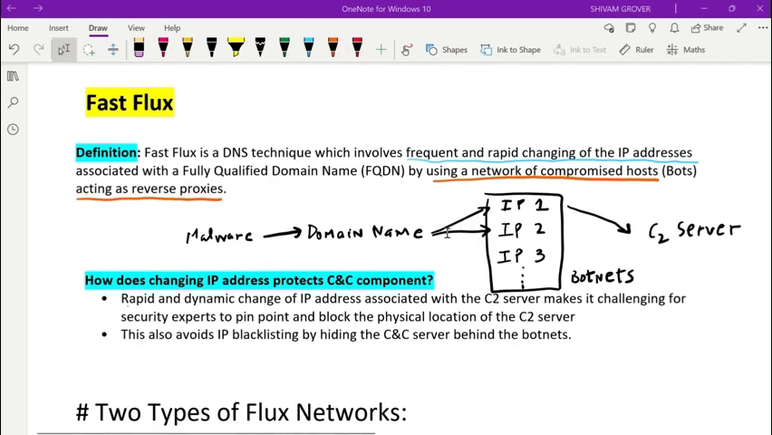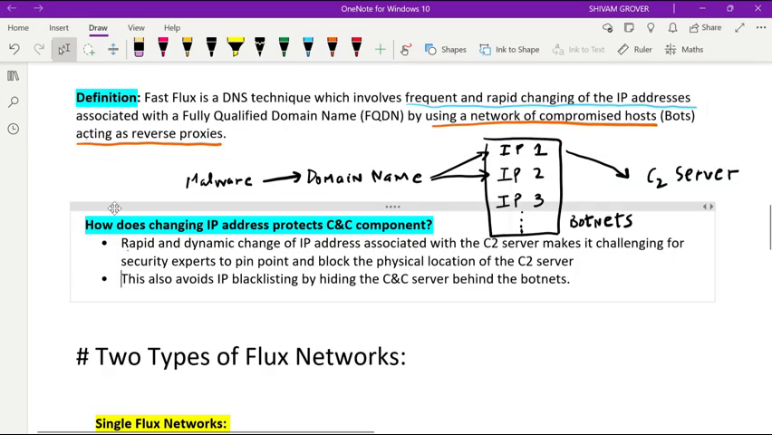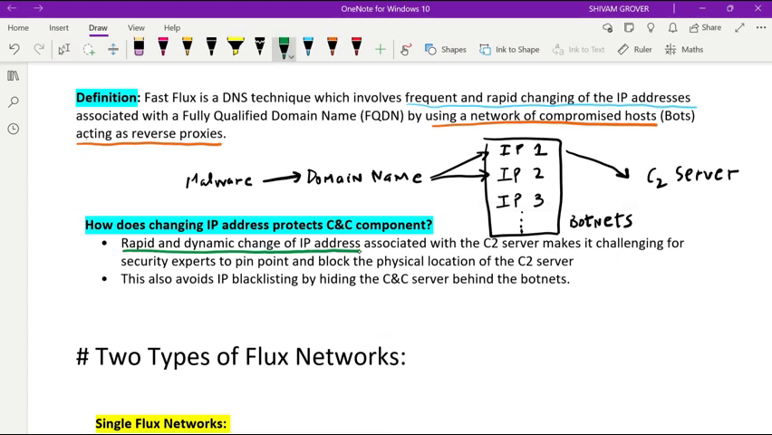But here, after a certain period of time, the domain name is going to map to some different IPs, which are going to be the IPs of these bots in this botnet. Now let's talk about how changing IP addresses protects CNC components. So rapid and dynamic change of IP addresses associated with the C2 server makes it difficult for security experts to pinpoint and block the location of the C2 server.